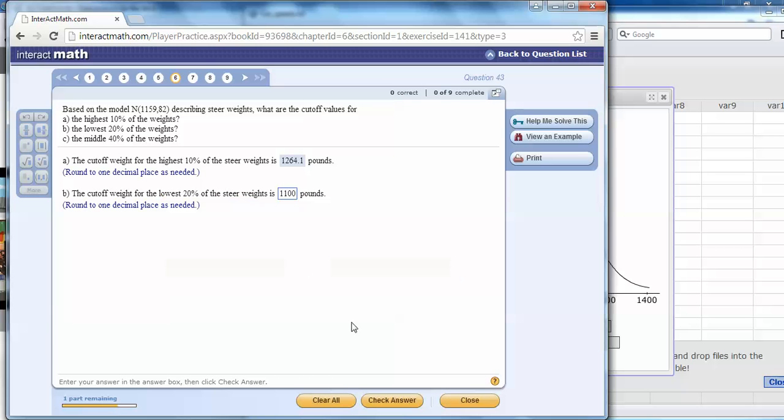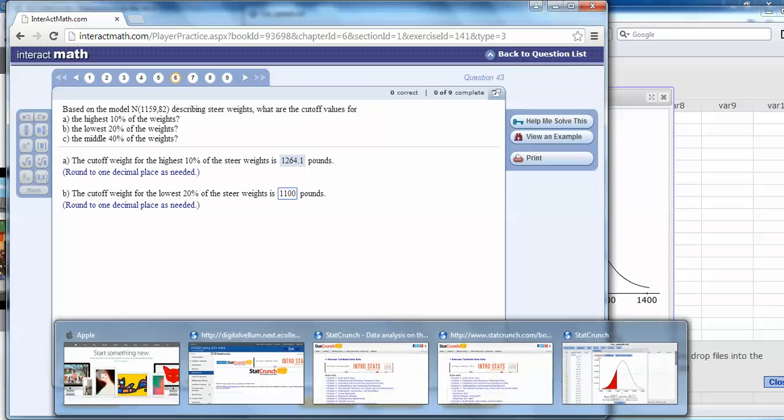Oh, let's go back again. I made a mistake somewhere. 20%, make sure you cut off for the lowest 20%.